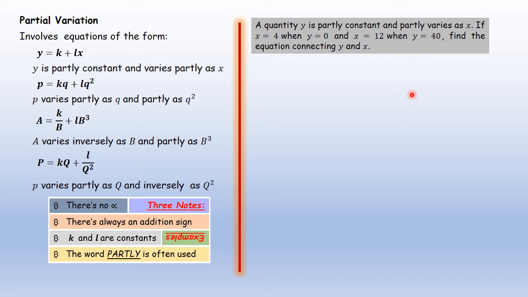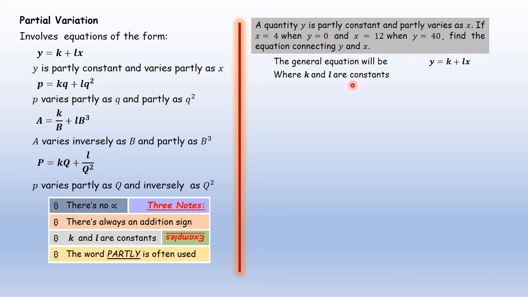We have a question here. We were told that quantity y is partly constant and partly varies as x. Implies we have two terms, where the first term is a constant, the other one is a constant and a value of x. So the general equation should look like this. The general equation would be y is equals to k plus lx, which is very identical to the first one here. We're also told that if x is 4 when y is 0 and x is 12 when y is 40, find the equation connecting y and x.